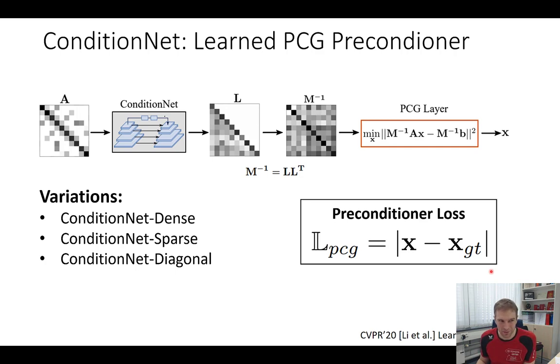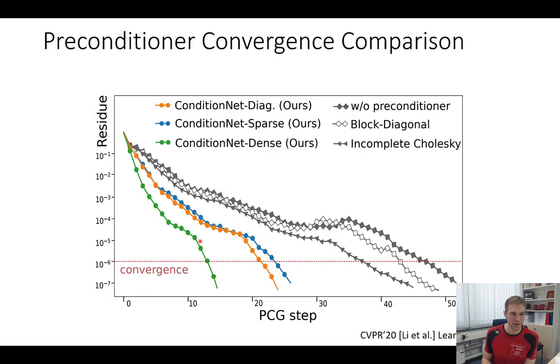And now we have a couple of interesting variations here. The variations are basically how many variables of this matrix we are predicting. We have a dense, a sparse, and a diagonal matrix here. And these choices are quite interesting because they tell you a lot about the convergence. And this is actually one of our main results of this method.